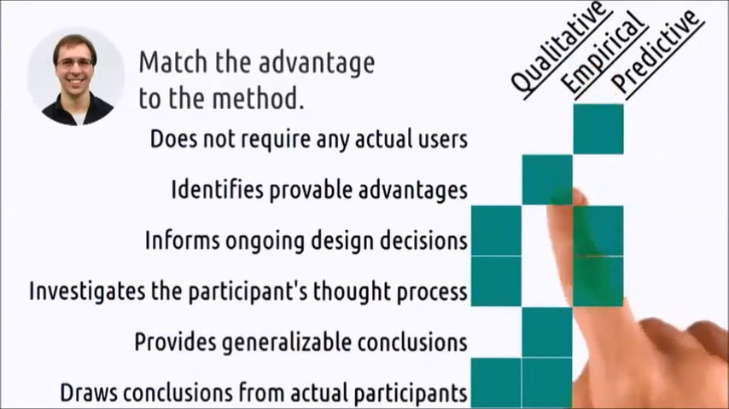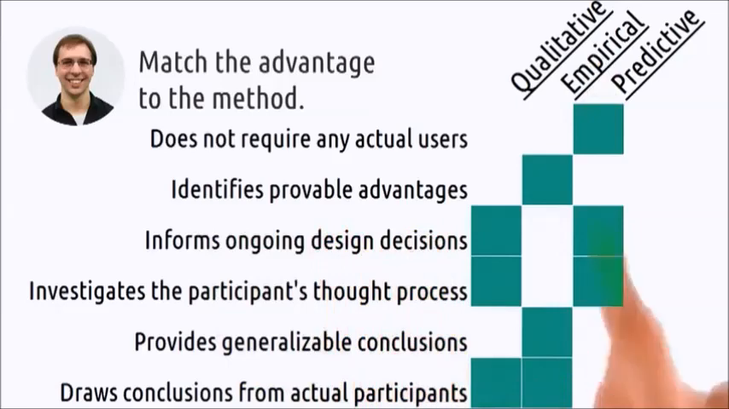Similar to how only empirical evaluation can identify provable advantages, it's also the only one that can provide generalizable conclusions, again because it uses numbers. And finally, qualitative and empirical evaluations both draw conclusions from actual participants. This is the inverse of predictive evaluation's lack of requirement for actual users.